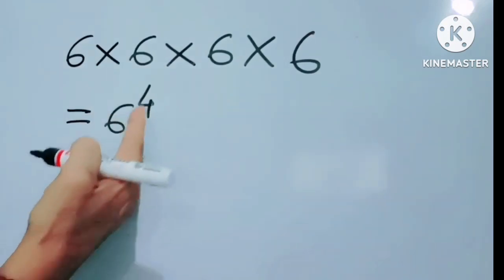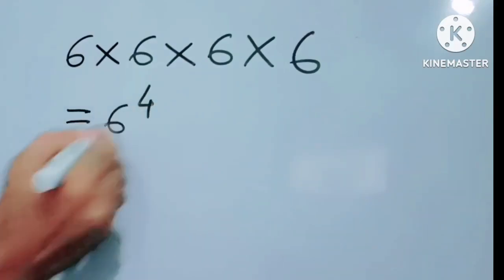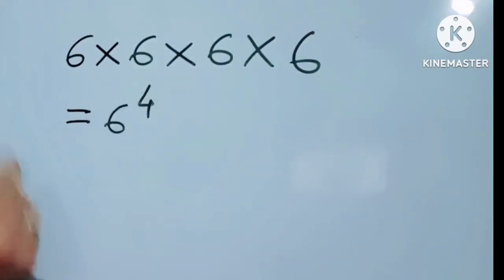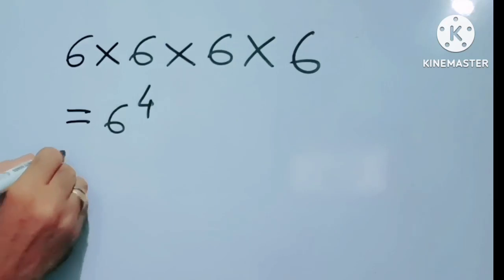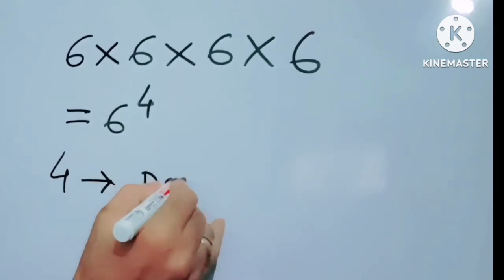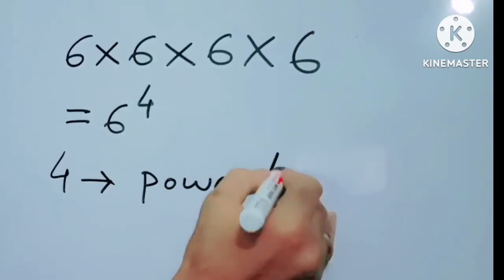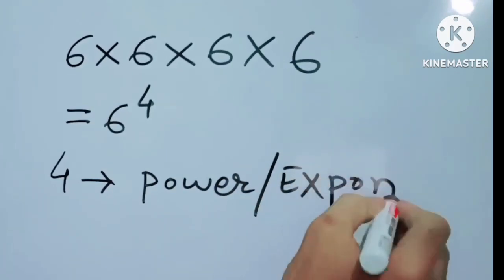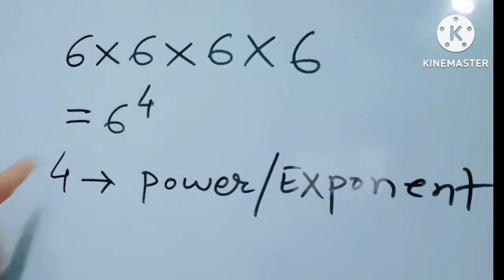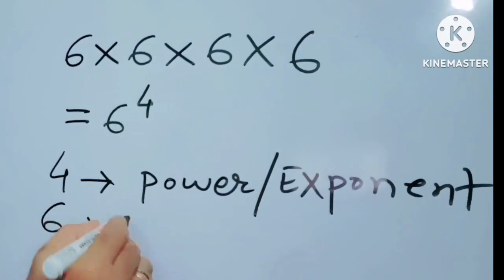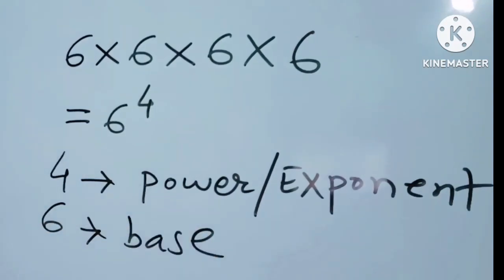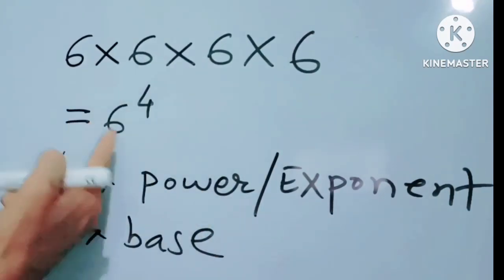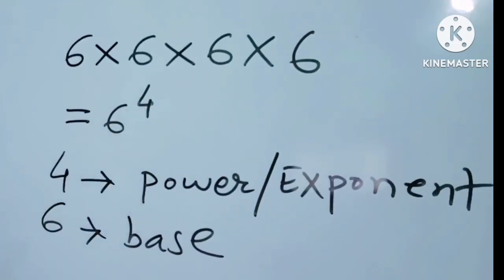Here, what is 6 and what is 4? Let's know. Here 4 is the power or exponent. 4 is the power. And 6 is what? 6 is the base. And this form, 6 raised to the power 4 or 6 to the power 4, is called exponential form.